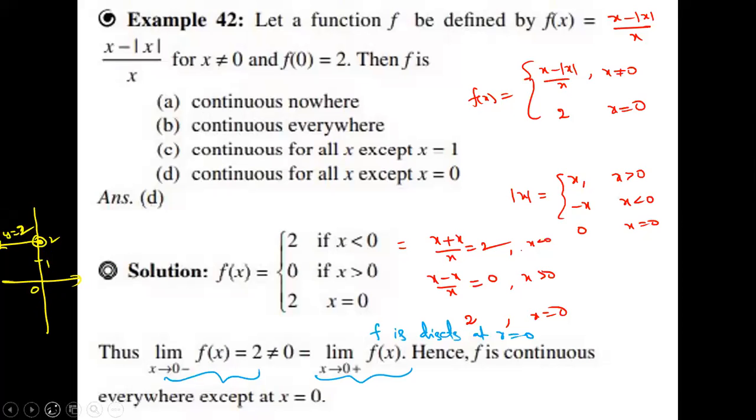This is the graph. Dear students, see. x greater than 0, what answer is coming? y is equal to 0. Is there any gap? On the right hand side, y is equal to 0, is there any gap? No. For x less than 0, is there any gap? No, continuous. But at x equal to 0 a gap is there, this much gap. That is the meaning of continuous: without lifting the pen, there is no gap.